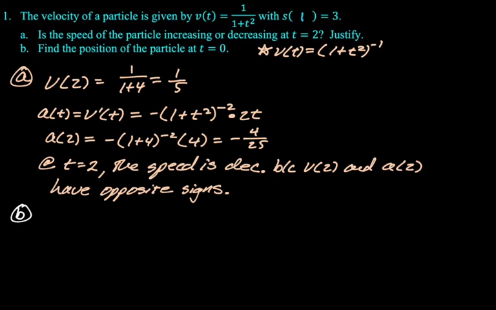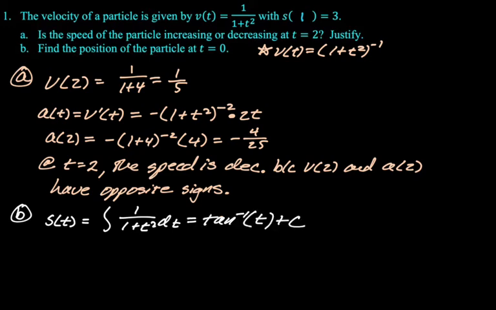So I'm going to say that s of t in general is just going to be the antiderivative of velocity. So s of t is going to be the integral of 1 over 1 plus t squared dt. You look at that, that's one of the famous ones that you definitely need to memorize. That's arctan, right? That's the derivative of arctan. So we go back, we get arctan of t plus c. Now we need to solve for c.